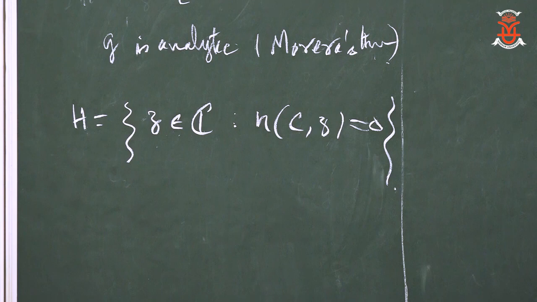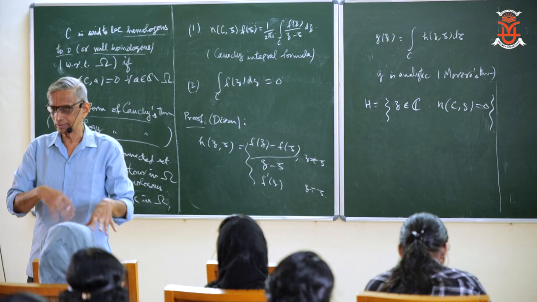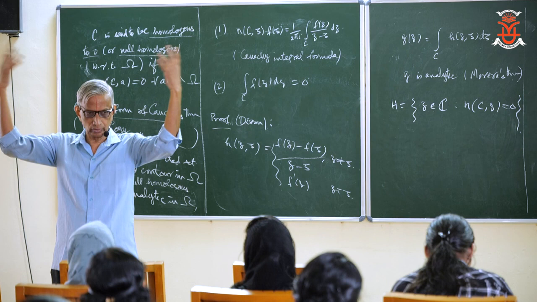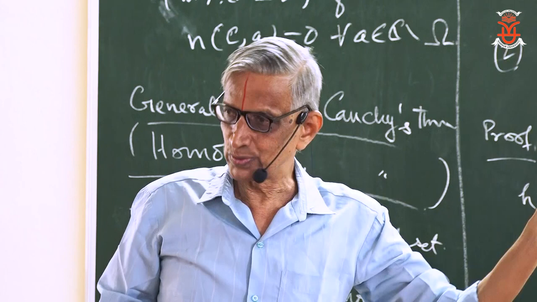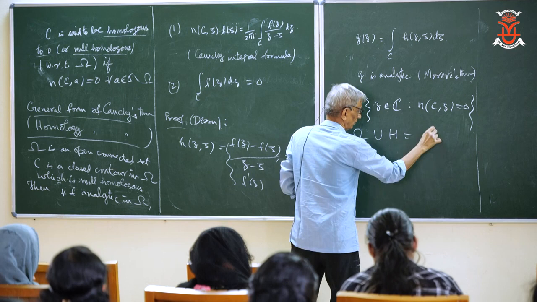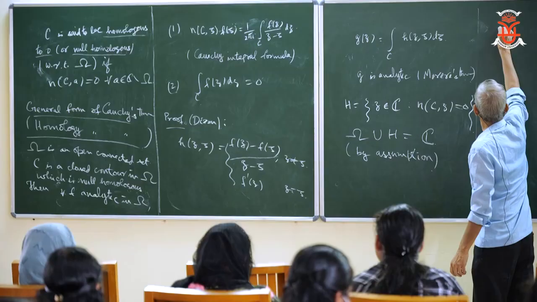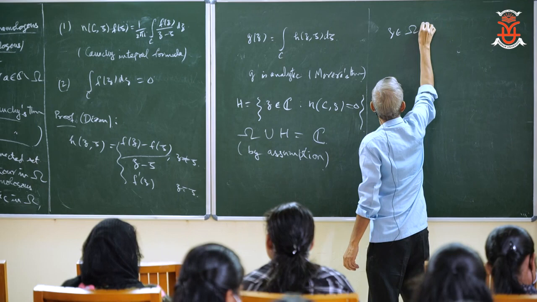So what is the assumption? C is homologous to zero. So essentially it means that the interior of C lies in omega itself. And of course, outside this, we know that the index is zero, in the unbounded portion. So you have that omega union H is the whole of C by assumption. You can also easily verify this. This takes less than a minute to verify.